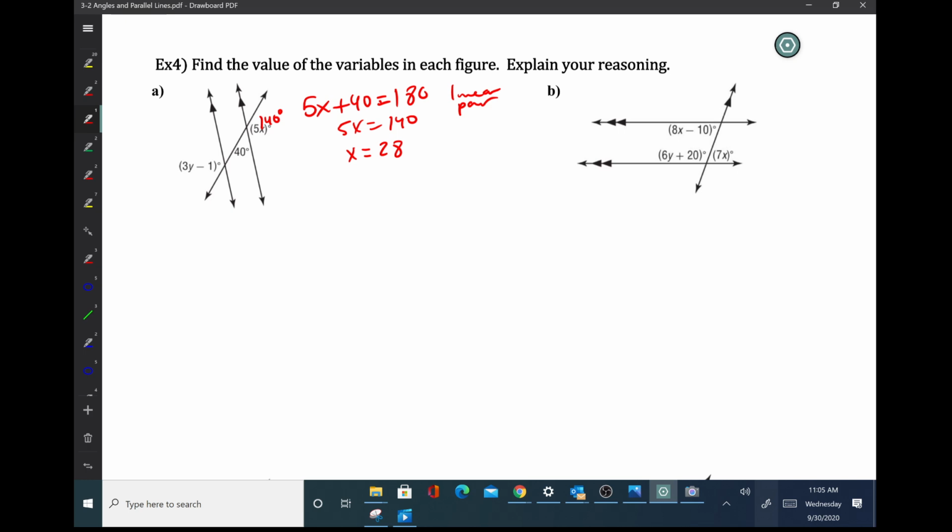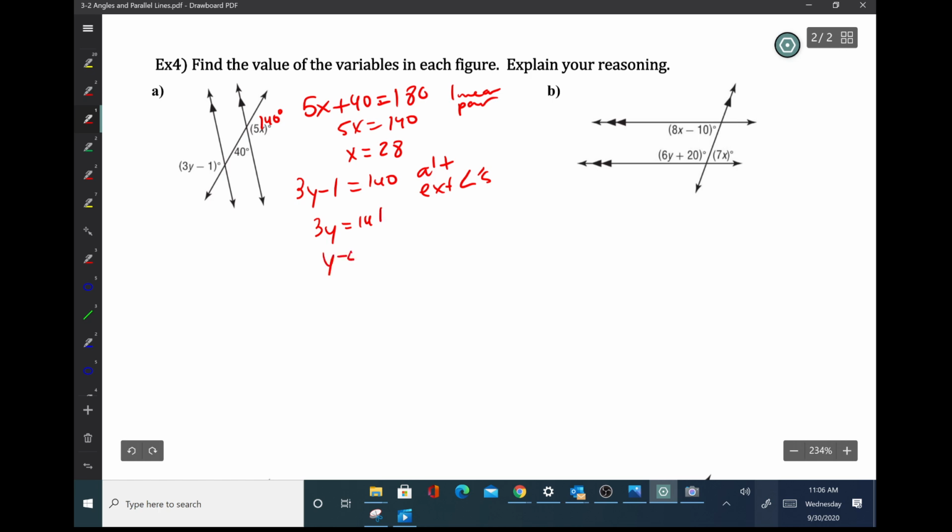Now, how can I solve for 3y minus 1? What do I know about the 3y minus 1? It has a relationship. It's a vertical angle to... Oh, never mind. It's an alternate exterior angle, yes, to 3y minus 1. So it's equal. So 3y minus 1 is equal to 140 because of alt exterior angles, right? So 3y is equal to 141, so y is equal to 47, I believe. My math is right. Yeah, that's right, 47.